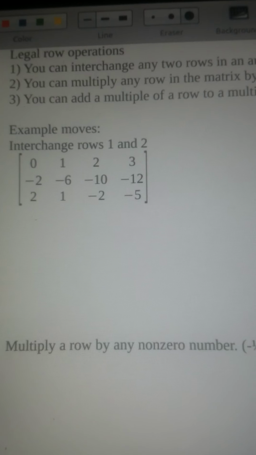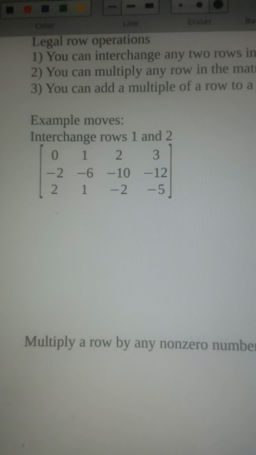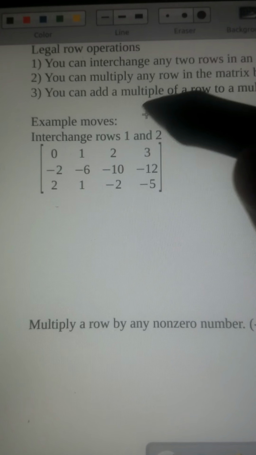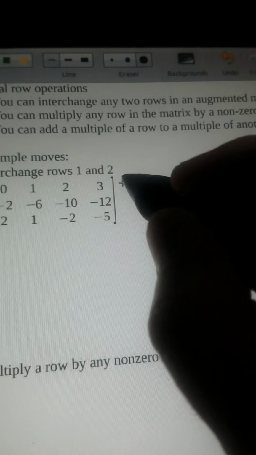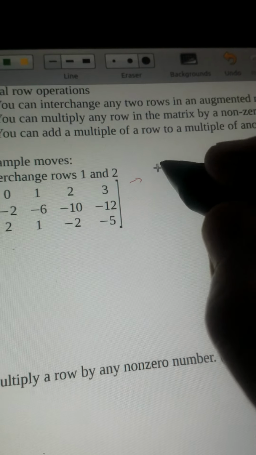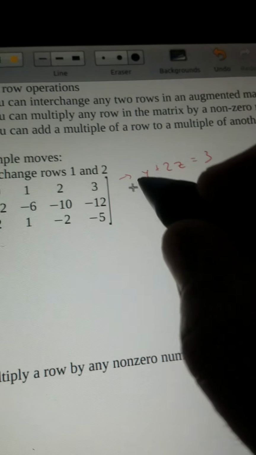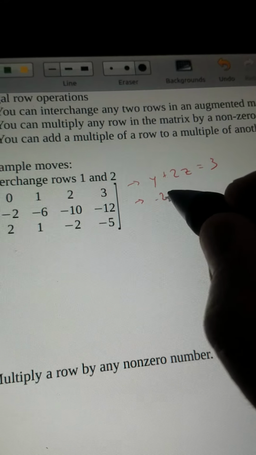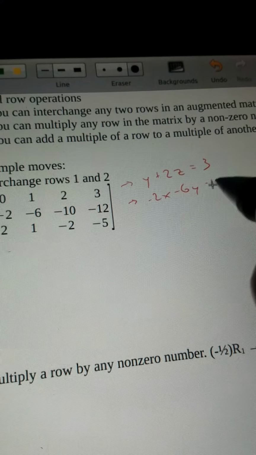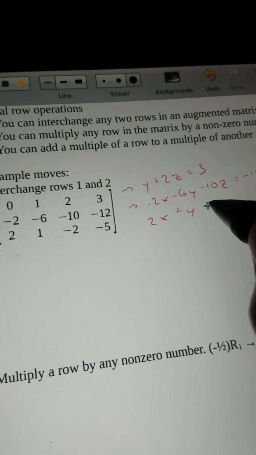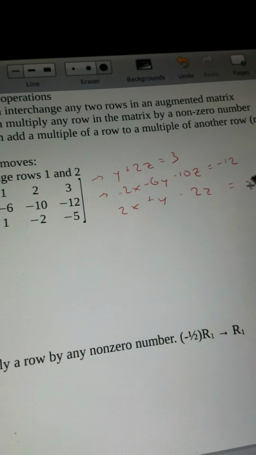Alright, if we want to solve a matrix using the TI-36x Pro, this is the matrix that I'm going to be solving here, and this is the augmented matrix. Remember, each of these lines represents an equation. This first equation says 0x plus 1y plus 2z equals 3, and this one says negative 2x minus 6y minus 10z equals negative 12. This one says 2x plus y minus 2z equals negative 5.